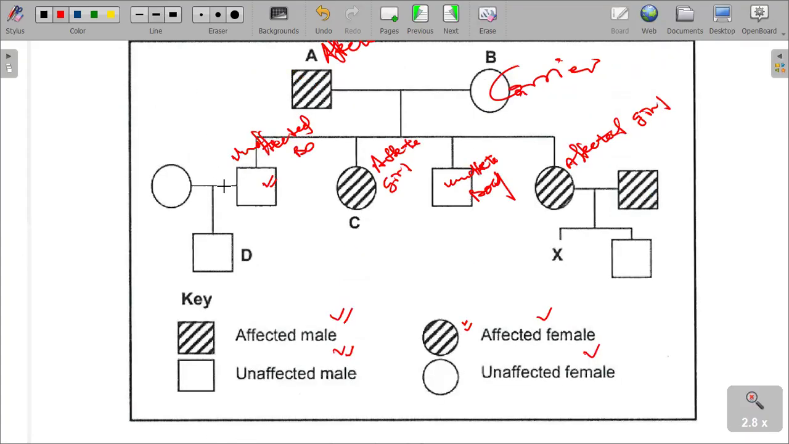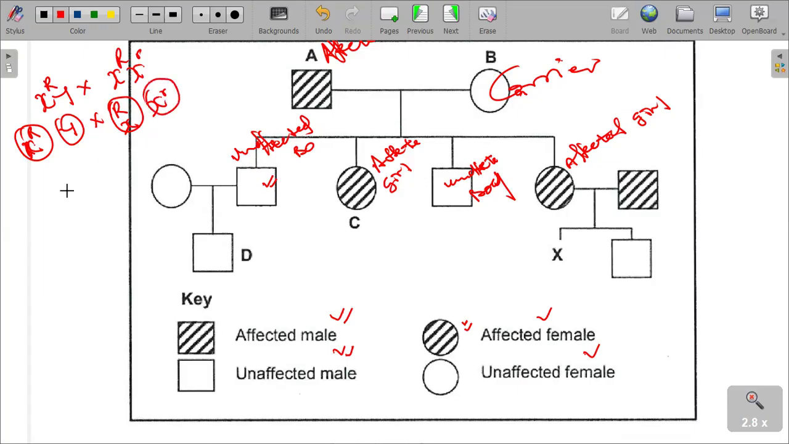We can work it out quickly. This is an affected male, meaning an affected father marrying a carrier mother, who is heterozygous Rr. The father's gametes are XR and Y, and the mother's gametes are XR and Xr.